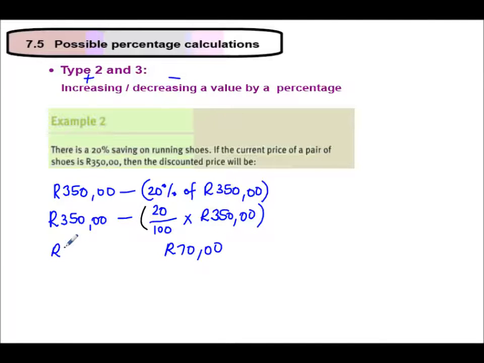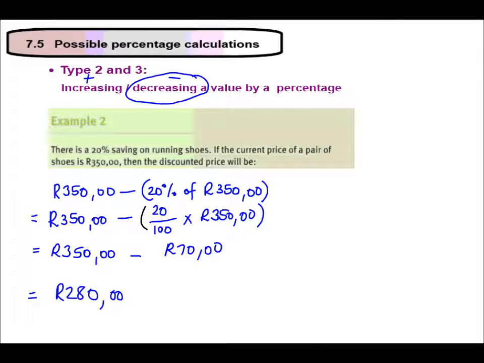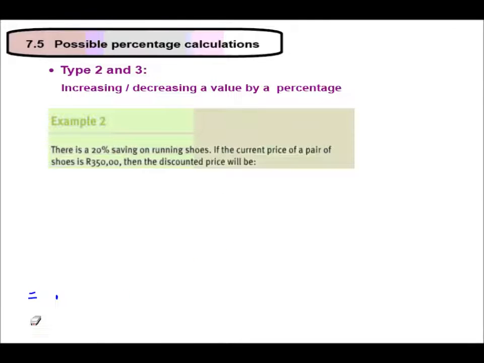So 350 Rand minus 70 Rand will equal 280 Rand. That was an example of decreasing a value by percentage. Let's look at an example of increasing a value by a percentage.